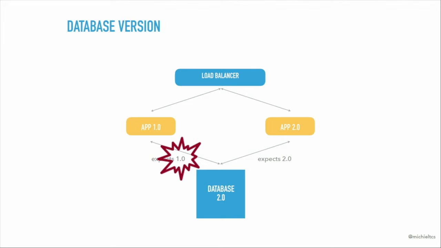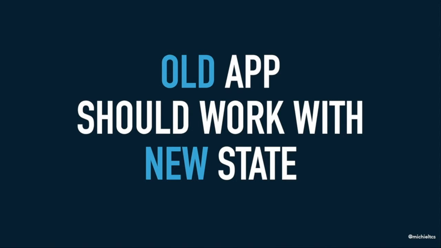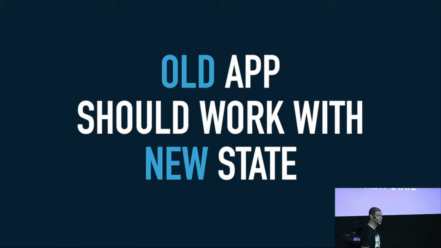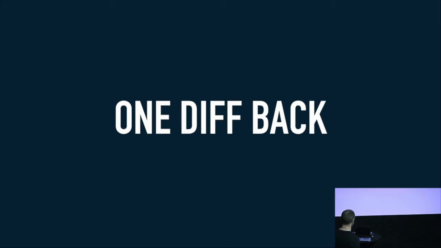So how can we deal with that? Well, the idea is that the old application should always work with the new database state. And that is the key thing to remember here. Because the old app is in production. It is running. We cannot touch that. It is immutable to all intents, right? So if we change our database, we need to make sure that the old app still works.